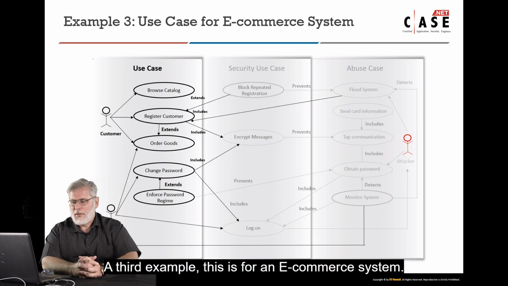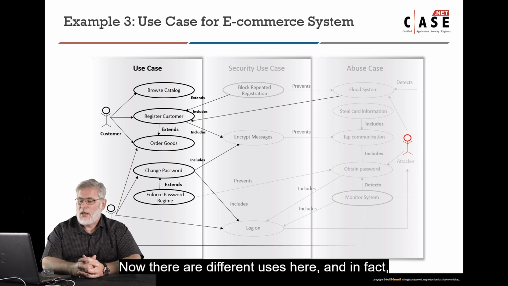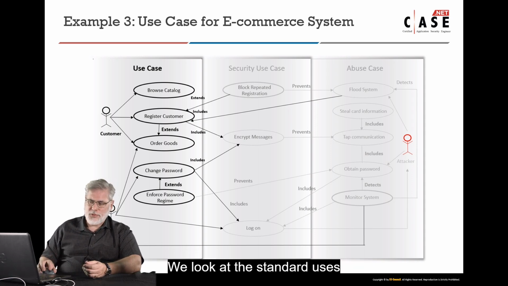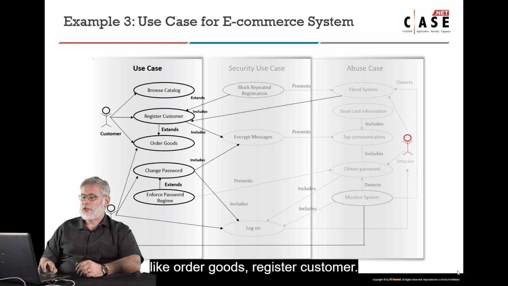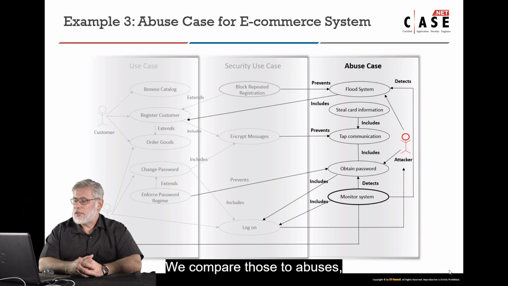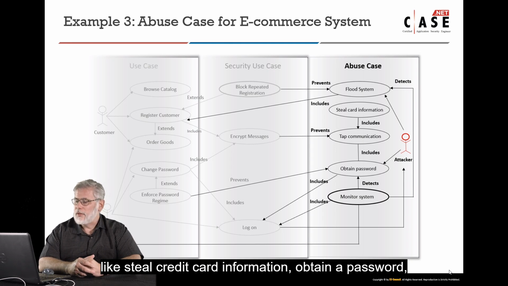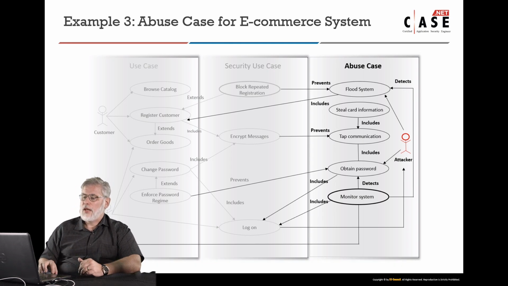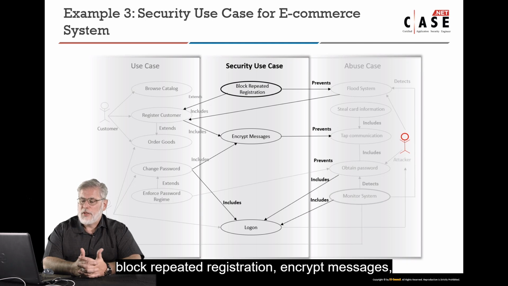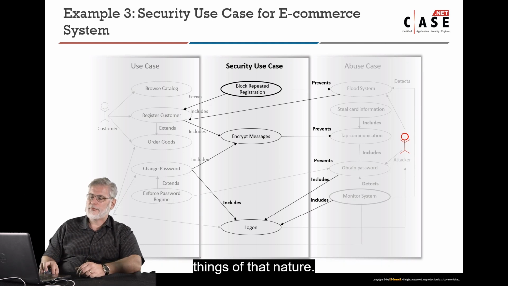A third example, this is for an e-commerce system. Now there are different uses here, and in fact there are two different users being specified, but we have the exact same process. We look at the standard uses like order goods, register customer. We compare those to abuses like steal credit card information, obtain a password, and we mitigate those with our security use cases, block repeated registration, encrypt messages, things of that nature.